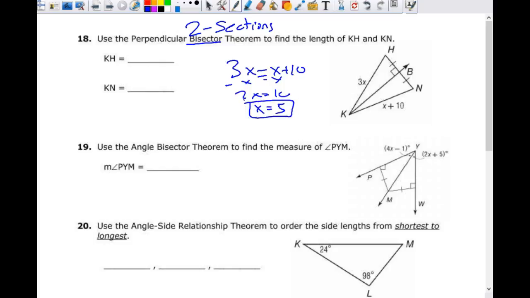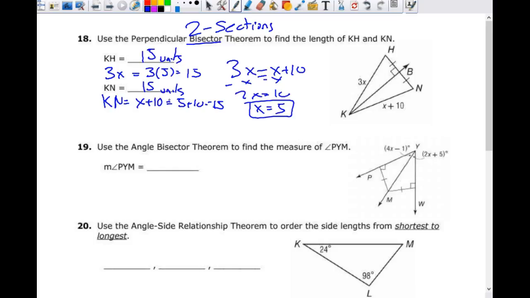All you have to do now is plug them in to get KH. KH is this equation, 3x. 3 times 5, which is 15. You should have the word units there. KN. KN is x plus 10, which is equal to 5 plus 10, which is also equal to 15 units.